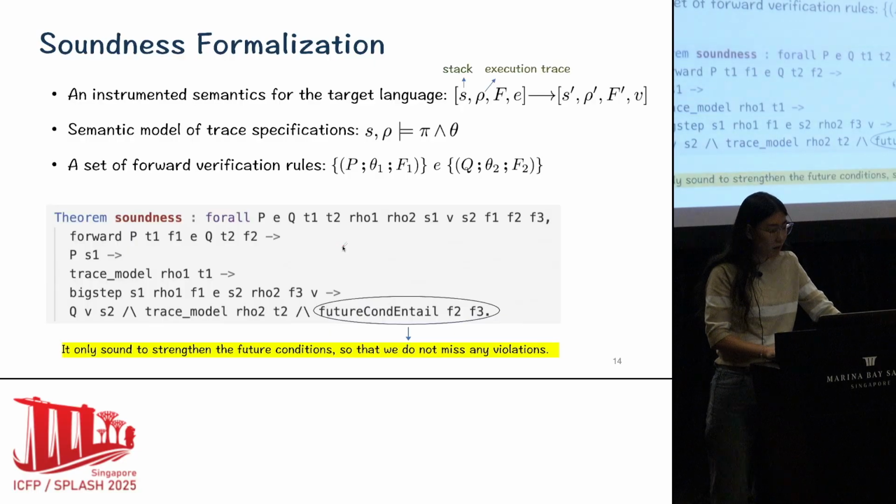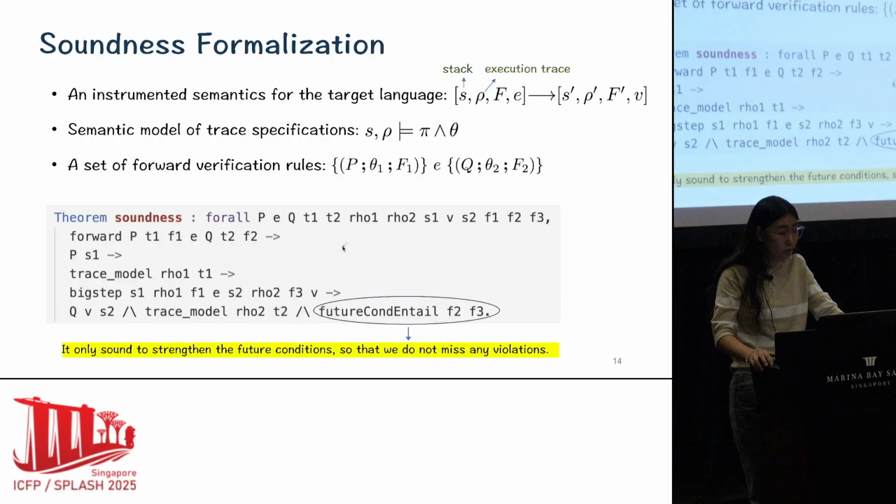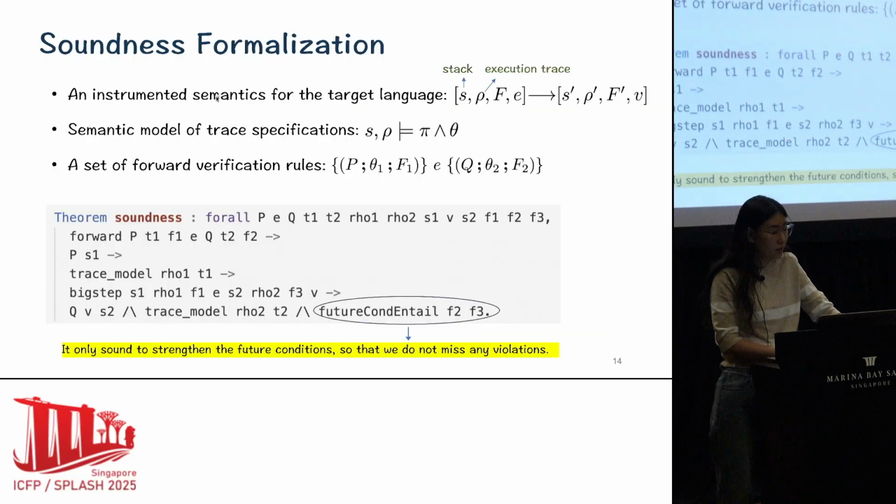Last piece, we're trying to have a soundness formalization for the proposed verification work, that it is sound, defined as follows. The soundness formalization has been constructed by the following three parts. The first one is we define an instrumented semantics for the target language, which is a big step semantics from a given program E, when it evaluates to the concrete value V, it changes the concrete program state, stack and execution trace, to the primed version.